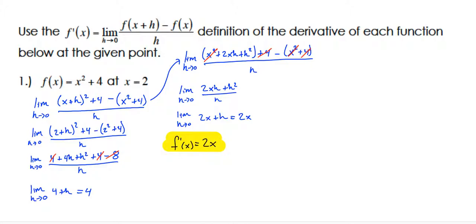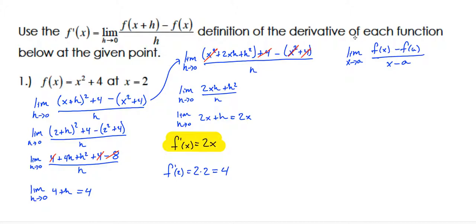Okay, so now if we wanted to find the derivative at a given point at x equals 2, we can say let's find f prime of 2, and that's going to equal 2 times 2, which comes out to be 4. Same thing we got earlier. If we decided to use the other definition of a derivative, where we take the limit as x goes to a of f of x minus f of a over x minus a, we can see that we're going to get the exact same answer.